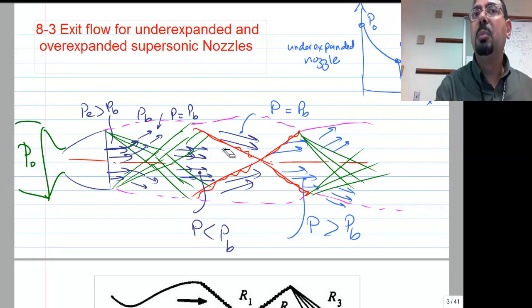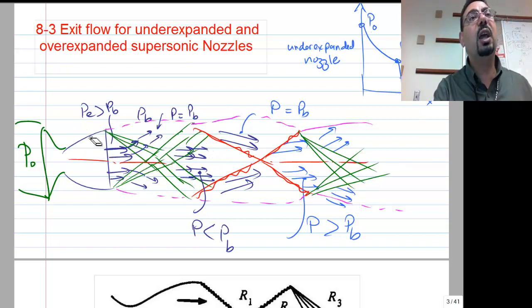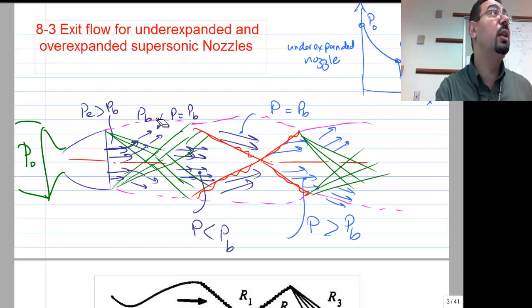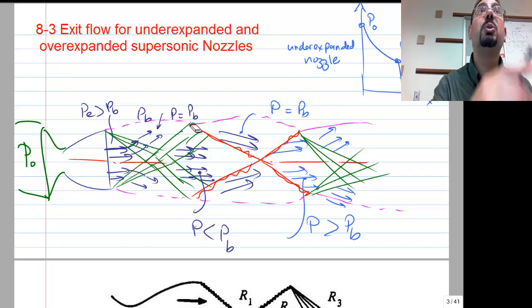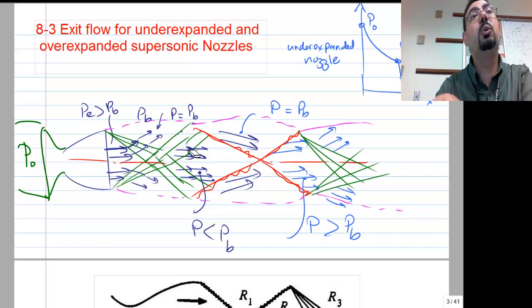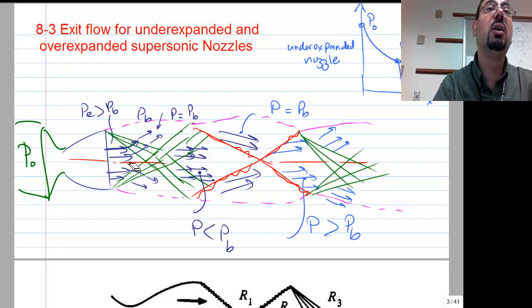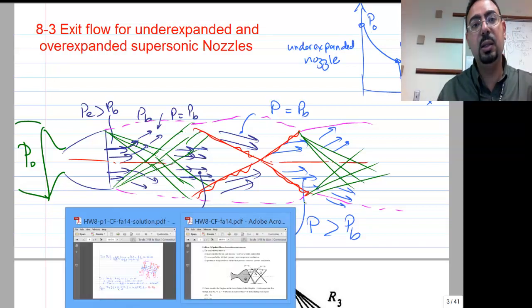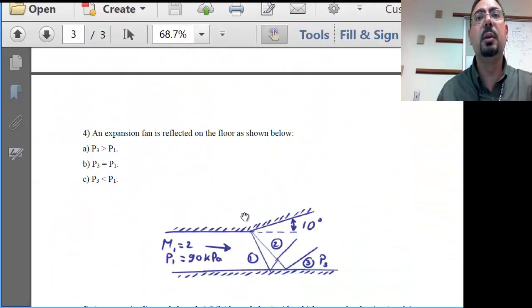Okay? Why? Because again, you want basically to straighten him up. So it's kind of, he expanded him to go upward, and then he expanded him again so that he can go straight, lowering his pressure. Right? We will visit this again today when we talk about the exit of a scramjet engine. But basically, an expansion fan reflects from the floor as an expansion fan. And that's what you see here in this homework problem at the end.